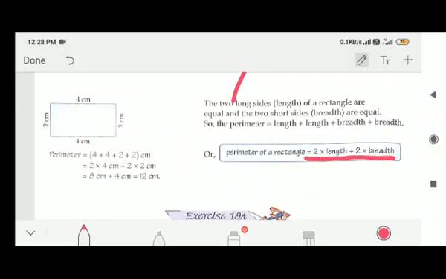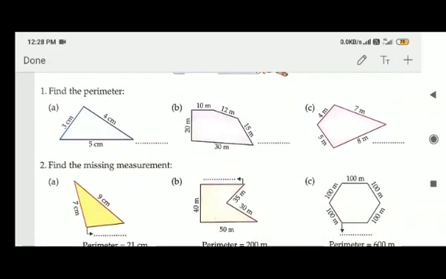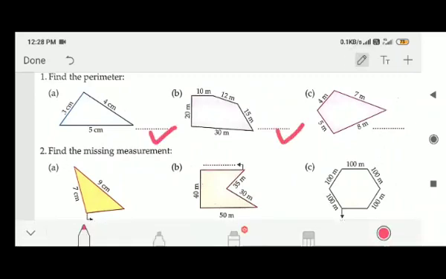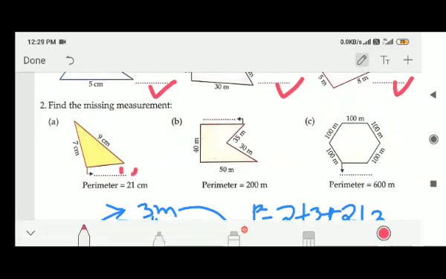Okay friends, now we will do some exercise questions. These questions are homework for you. Find out the perimeter. In this question, the perimeter is given and you have to find out the missing sides. So these are the homework for you.